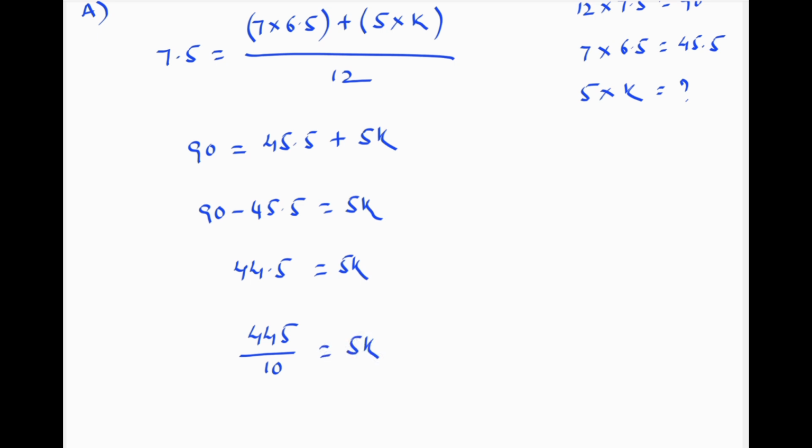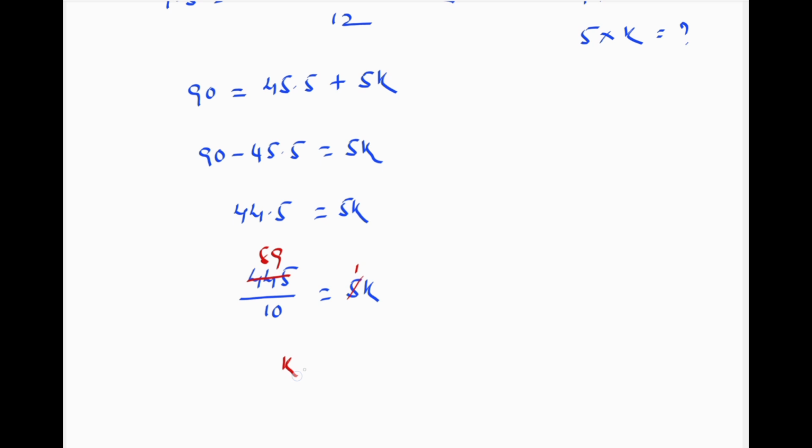So 5 1 ja 5, 5 8 ja 40, 5 9 ja 45. Therefore, k value will be 89 by 10. We can write it as 8.9. So 8.9 will be the mean.